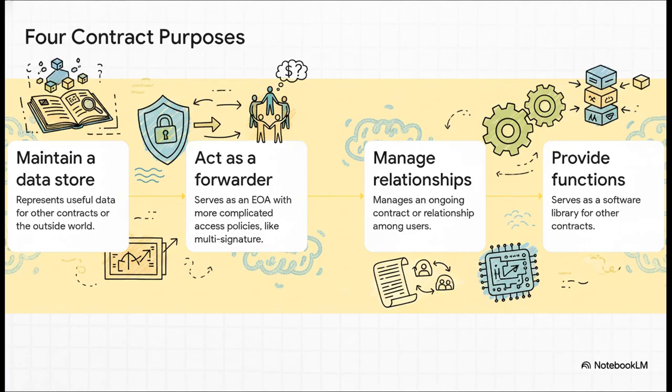A contract can act like a simple public database. It can enforce complex rules, like a multi-sig wallet that needs 3 out of 5 people to approve a transaction. It can manage an ongoing relationship, like an automated system that pays out a bounty to whoever fixes a bug first. Or it can even act as a software library, providing tools for other contracts to use.